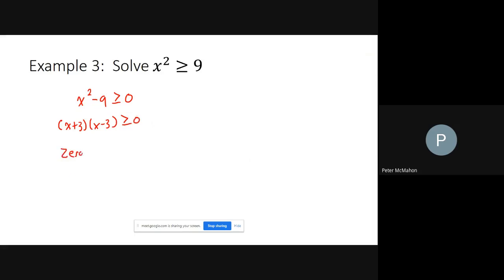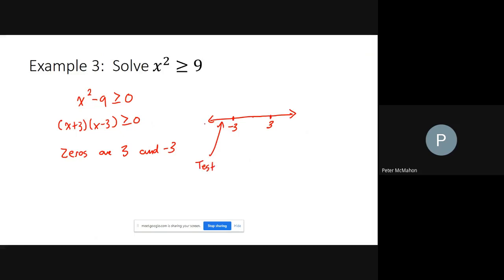So the zeros are 3 and -3. If I put those on a number line, we have -3 and +3. It doesn't really matter about the rest of them here. But what I've done is taken this number line and subdivided it into 3 parts. Here's a section, here's the middle section, and here's this section over here. What we need to do is test each section and see if it's positive or negative. I'm going to pick a number that's in this region over here.